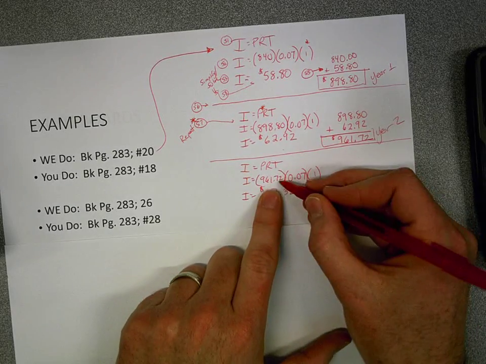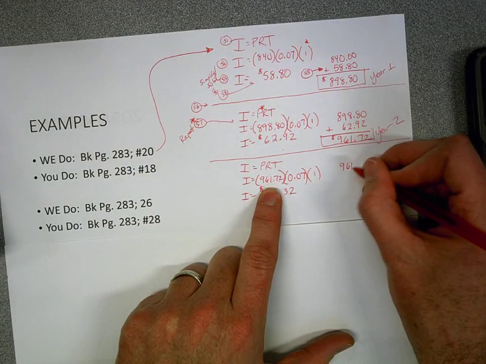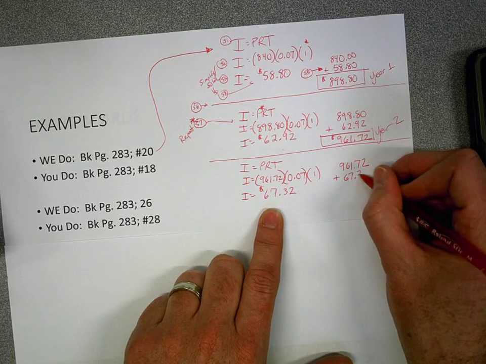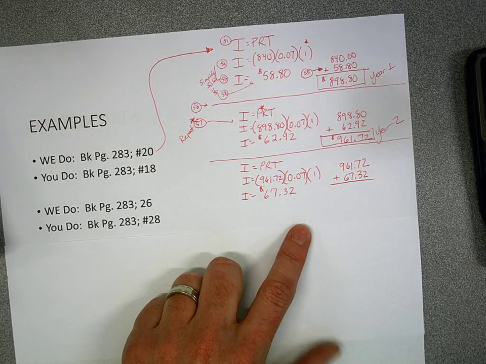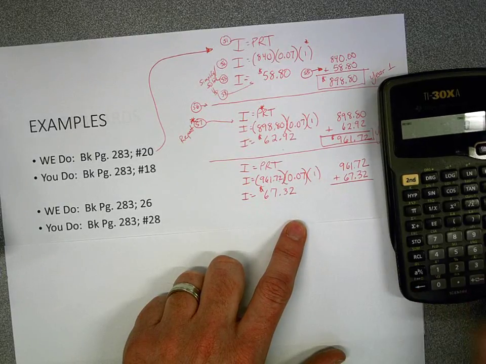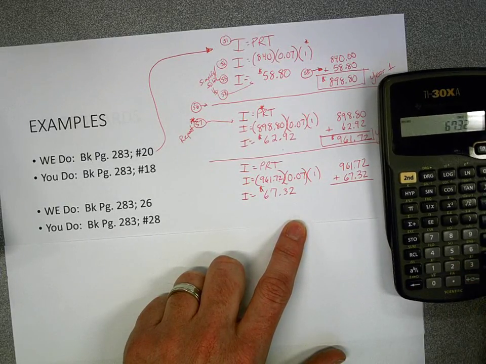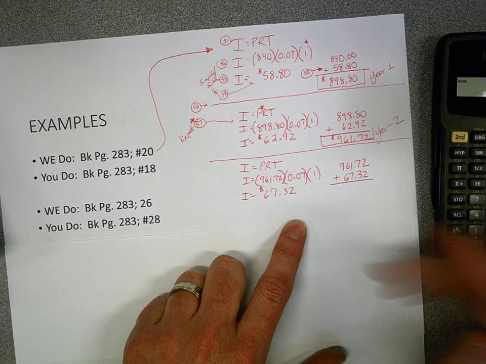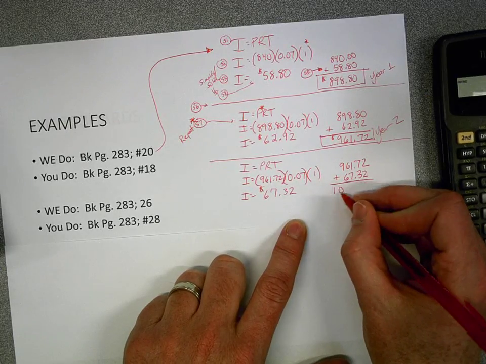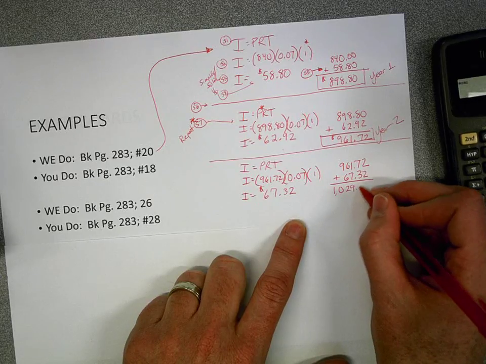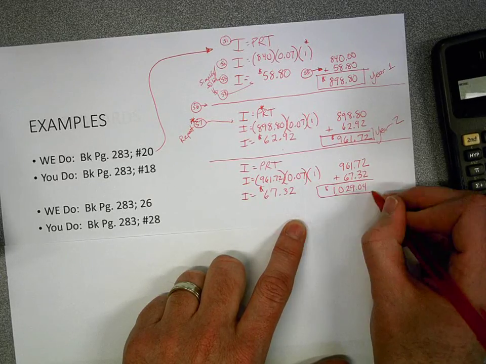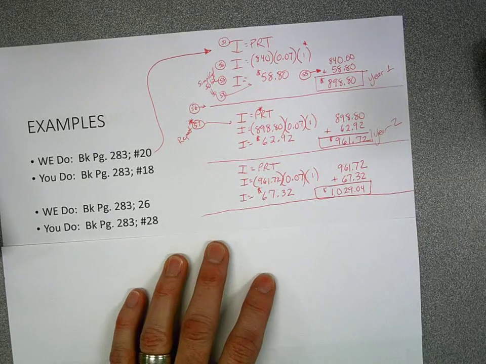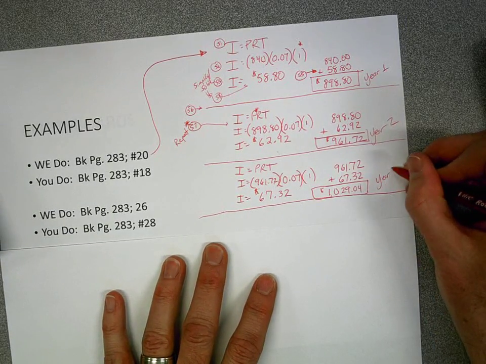Okay, I take my new principal, which is $961.72. I add on my $67.32 interest. 67.32 plus 961.72 equals, and we have $1,029.04. Next step, put the line under, label it, year 3.